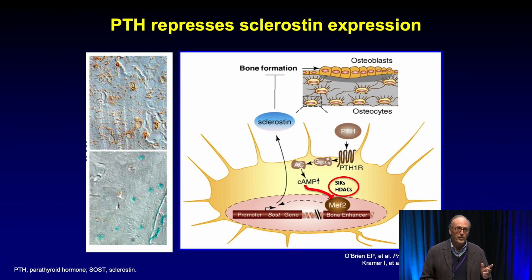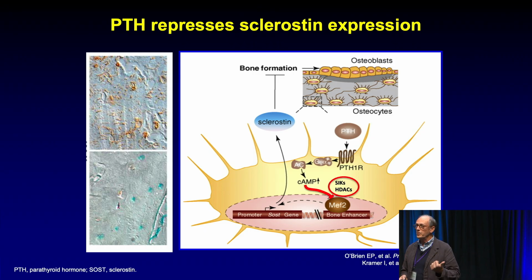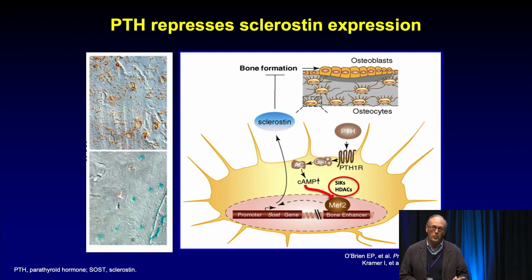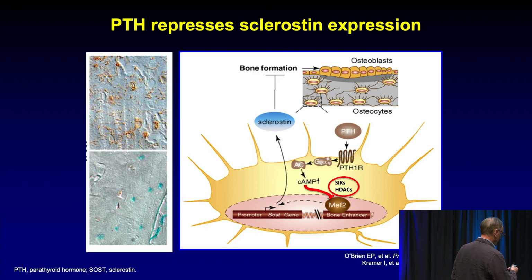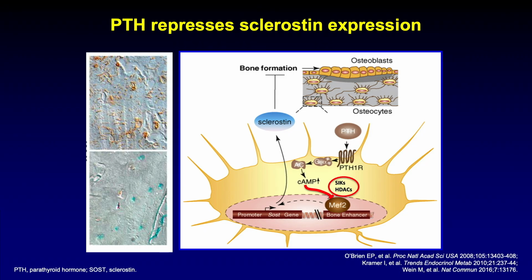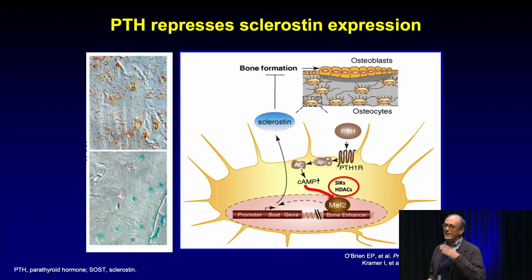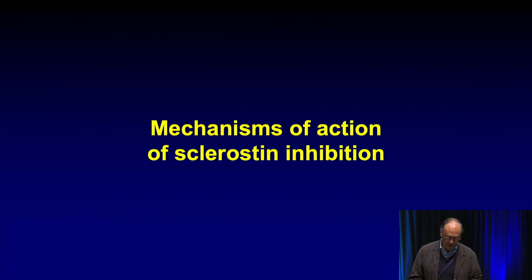And lo and behold, the second key regulator of sclerostin turns out to be the other anabolic pathway that is being used, that is parathyroid hormone. I don't need to go through the details, but through cyclic AMP, activation of the receptor by the hormone leads to a suppression of sclerostin expression. It is not the entire mechanism by which PTH works, but it contributes to its activity.